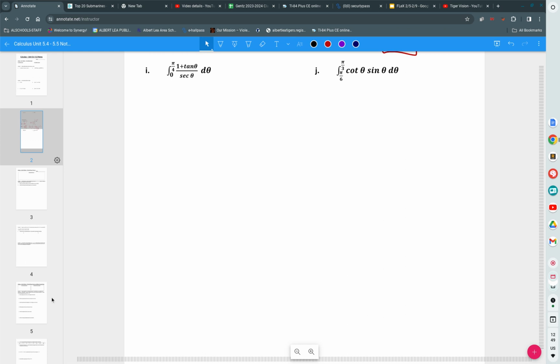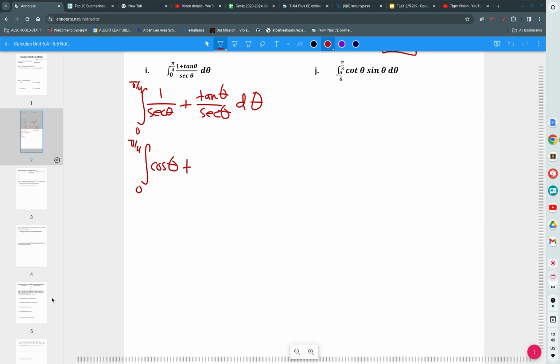And so in this situation, the best option is to rewrite it as such, is to go 0 to pi over 4 of 1 over secant plus tangent over secant. Split it up into 2 parts. Because what is 1 divided by secant? Cosine. And we know the antiderivative of cosine, don't we? So we have 0 to pi over 4 of cosine of theta plus tangent divided by secant.